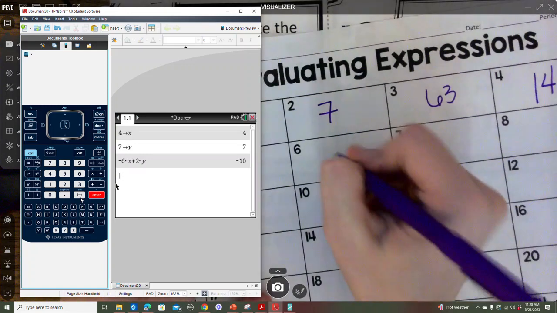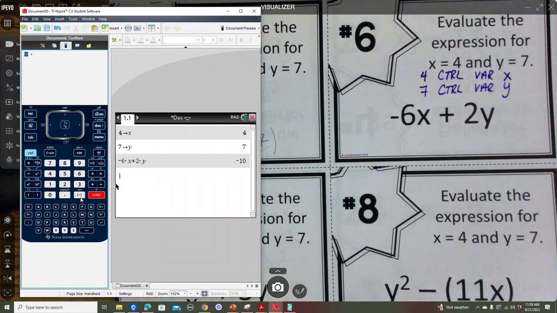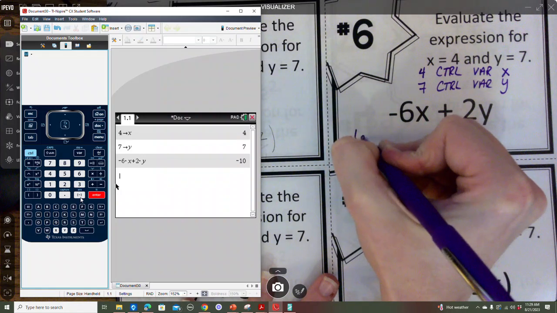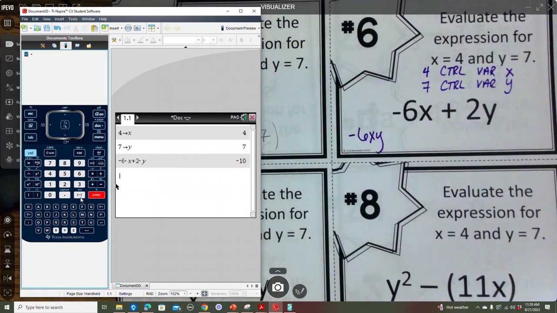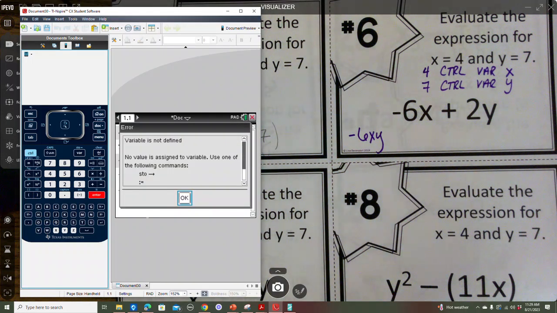So for number 6, I get a negative 10. Say we had negative 6xy. Say that was our expression. I'm going to type that in. So negative 6x, x is bold, I'm good. But as soon as I hit that y, it unbolds. The letters need to be bold and dark. Okay? If they unbold, you need to go back and put parentheses around your letters. And you can tell now that they stay bold. And it'll work it. If you don't, I'm going to show you the error that you get. It gives you an error.